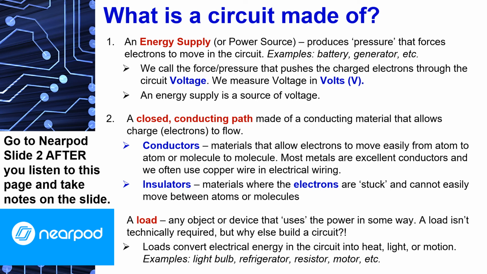You need something that makes this pressure or force that pushes on the electrons. Otherwise, the electrons are just going to sit there. And we call that force, or that pressure that pushes the electrons through the circuit, voltage. We measure voltage in volts, and a capital V is the symbol for volts. We'll come back to all of that.